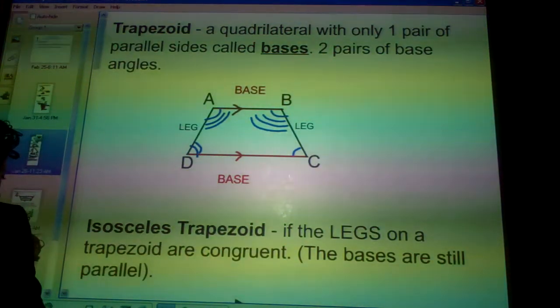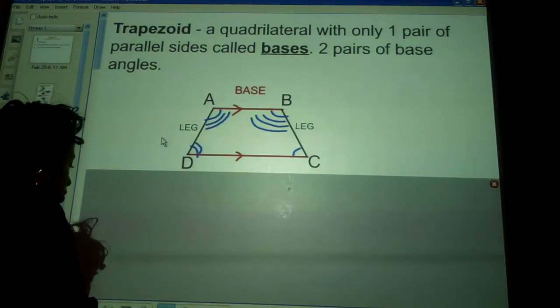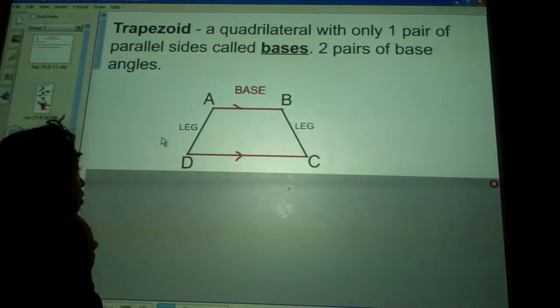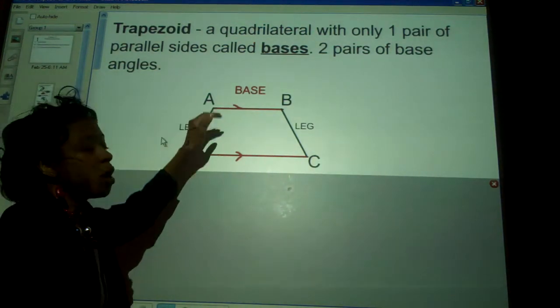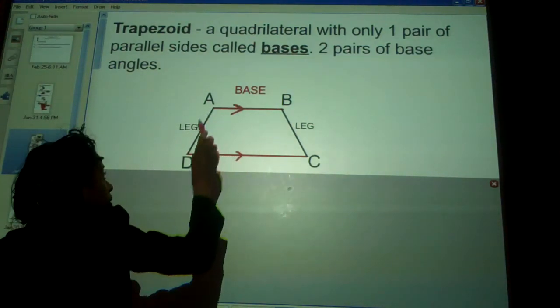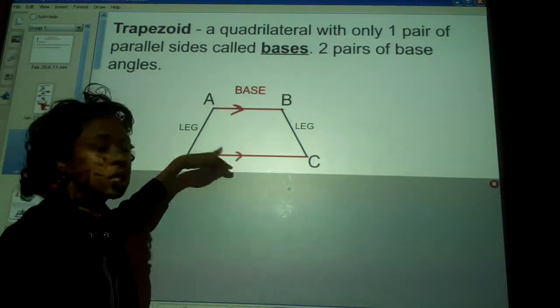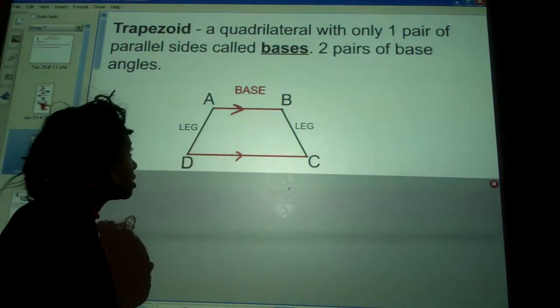To begin, we need to know that a trapezoid is a quadrilateral with only one pair of parallel sides. Right? So here's my trapezoid ABCD. The only two parallel sides, and I know that because of the symbols here, AB is parallel to DC. They're not the same length. We just need to understand that they're parallel. Okay, so AB is parallel to DC.